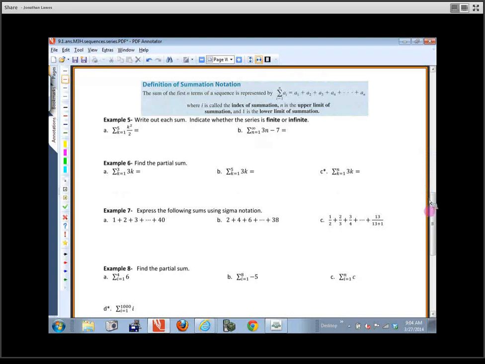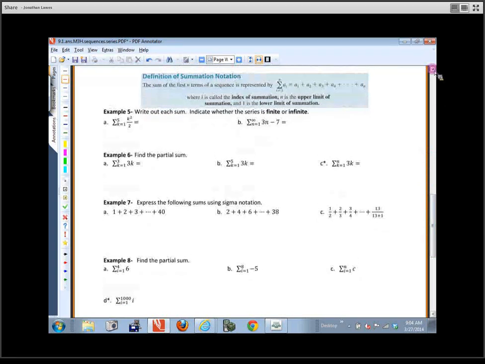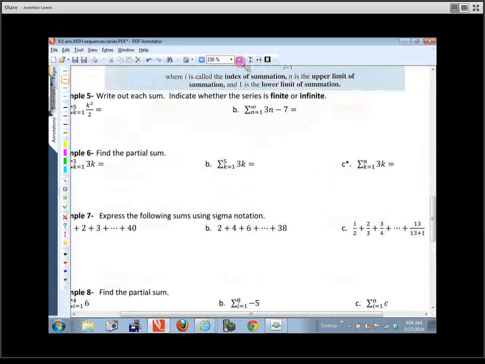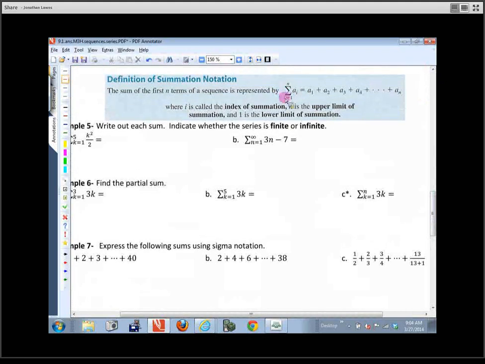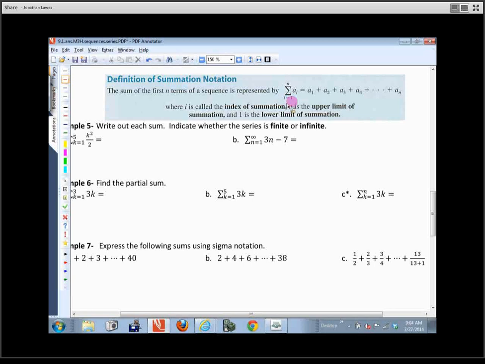So this is the definition of sigma notation. So when we say this, this is how we'd say this. We'd say this is the sum from i equals 1 to n of a sub i. So what that means is plug in a 1 to get the first term, plug in a 2 to get the second term, plug in a 3 to get the third term, and so forth, all the way up until this number right here. That's going to be the last one.